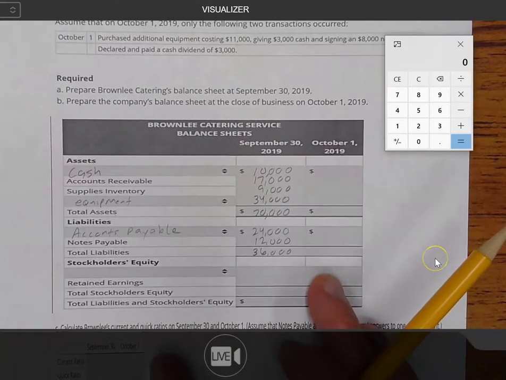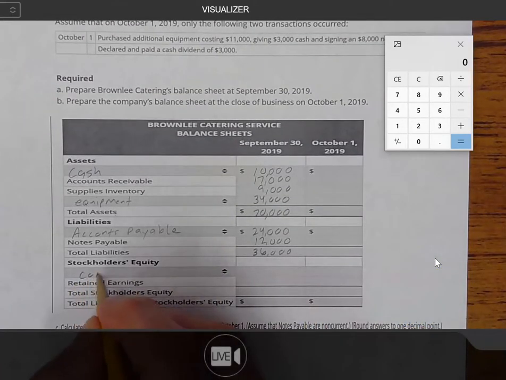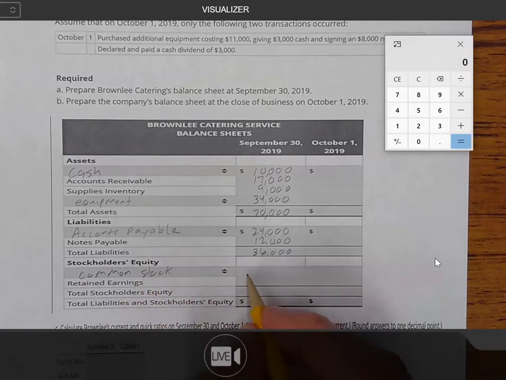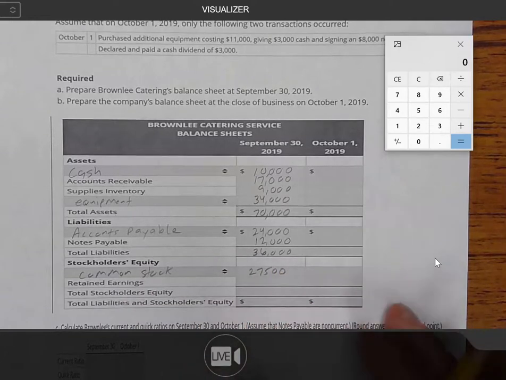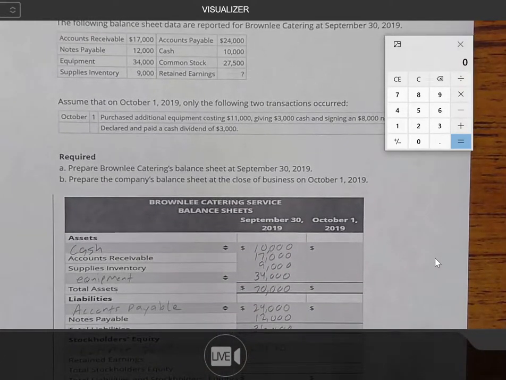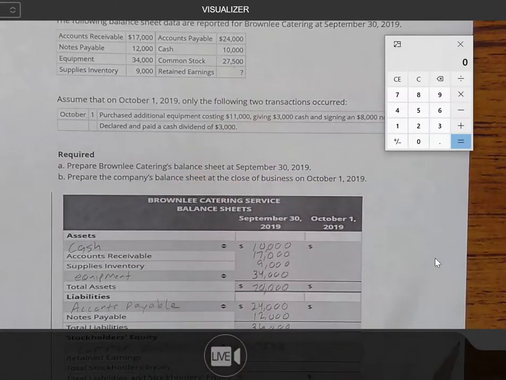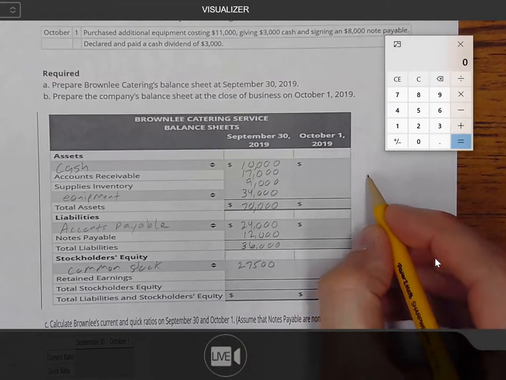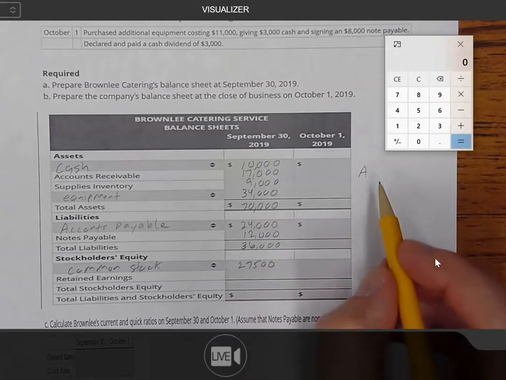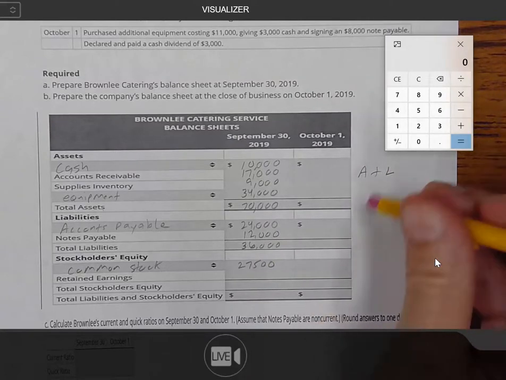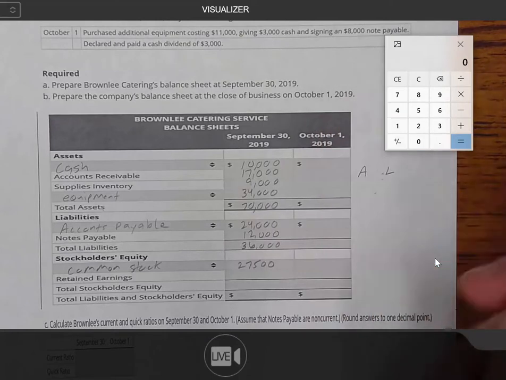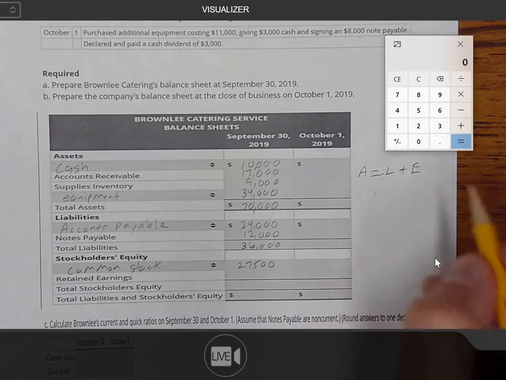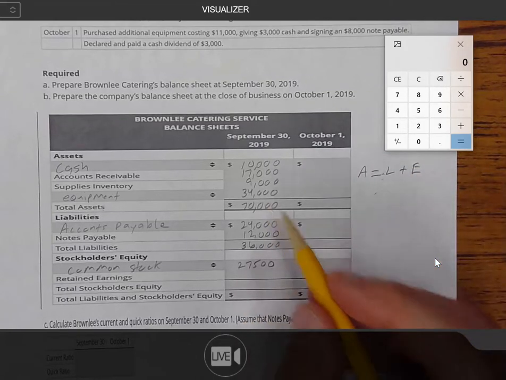So I'm going to move the paper back down a little bit, and I'm going to write common stock, and that figure was 27.5. Well, if we think about the accounting equation, it is assets plus liability. I'm sorry, I'm messing up the accounting equation. Assets equal liabilities plus equity, and our assets are 70,000.